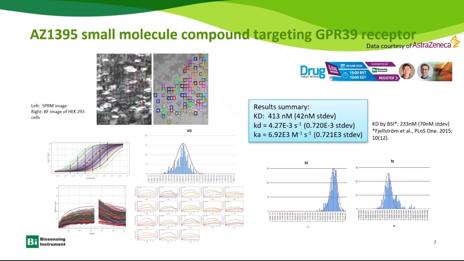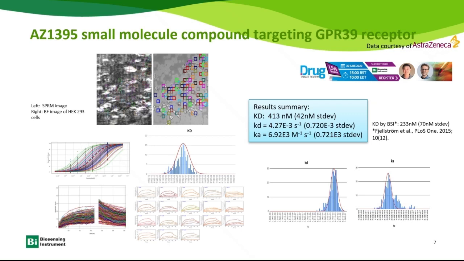Also, because we are looking at many different areas, we get a distribution histogram which shows the variation or the heterogeneity between the different cells or the different parts of the surface.